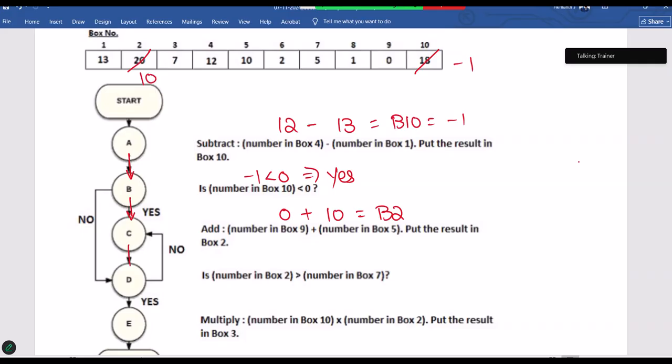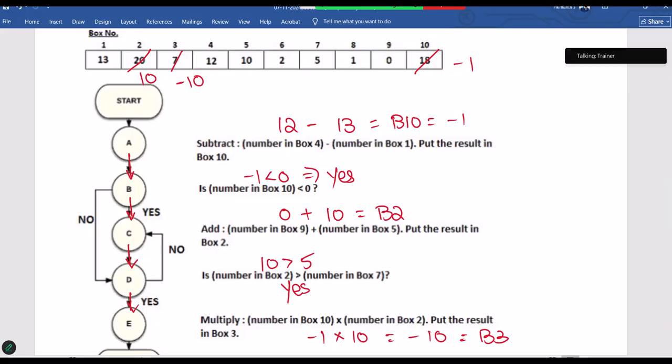Next, after that, we have a condition. Number in box 2 greater than number in box 7? Yes. So you can proceed to next. Finally, number in box 10, minus 1, minus number in box 2, 10. The result is minus 10. It is kept in box 3. Box 3 is updated to minus 10.